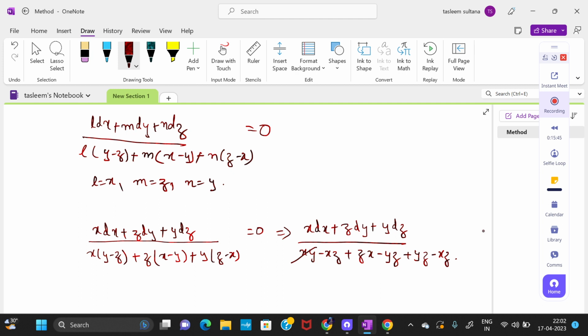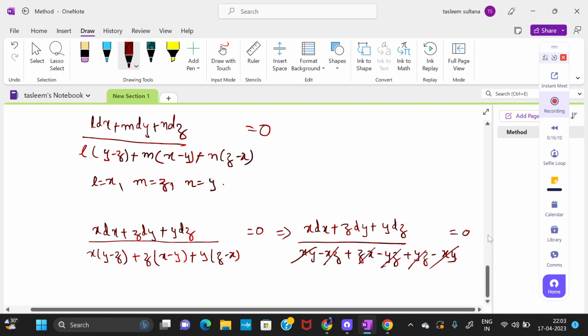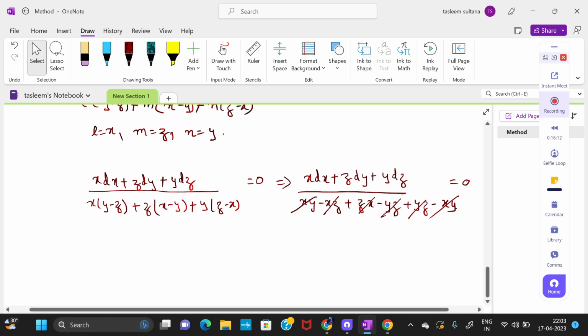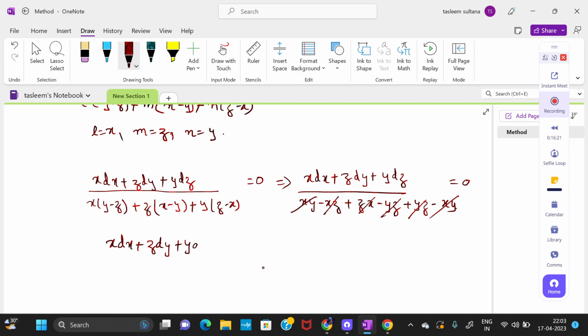Oh, here I have written a mistake. This term is equal to xy. So this gets cancelled. Then this and this will get cancelled. This and this will get cancelled. Yes, with this one it's becoming 0. So your x into dx plus z into dy plus y into dz equals 0.